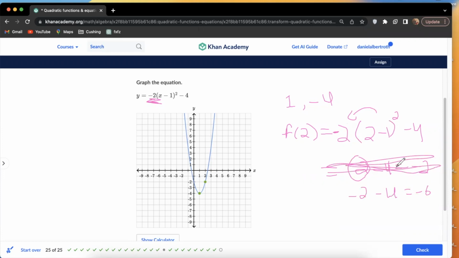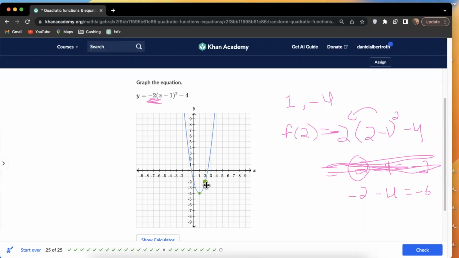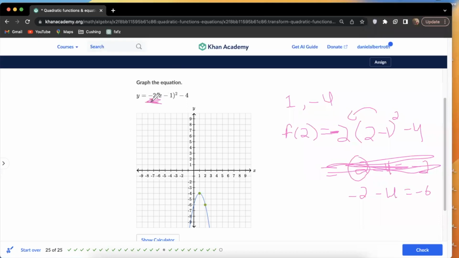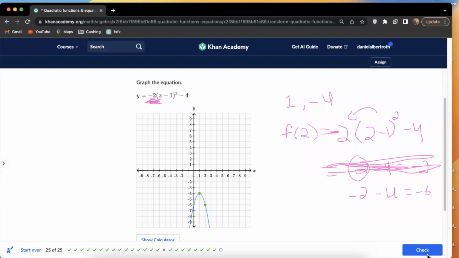So this was wrong because this should have been negative. I forgot that negative sign there. So when x is 2, y is negative 6. That looks better because it's facing downward. And if you look at the function, it should be facing downward. You're going to end up with a negative x squared term there. All right, very cool. Let's make sure this is right.